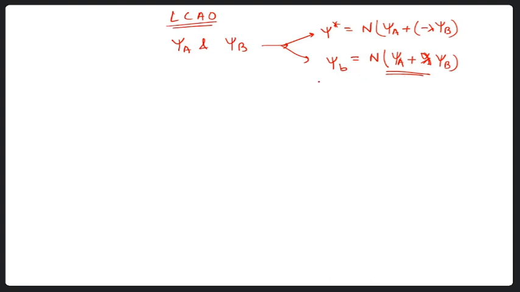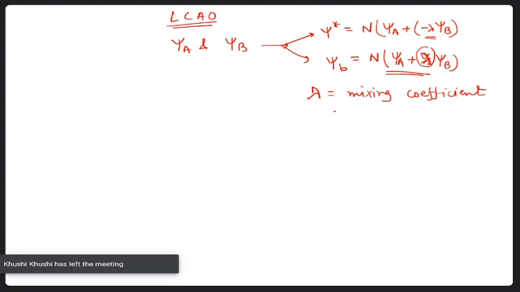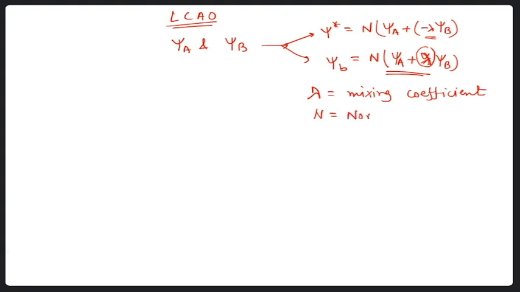Now the question: what are lambda and n? You see lambda here, and also lambda there, in both cases. Lambda is called the mixing coefficient: how much mixing takes place between two orbitals. What is n? N is the normalizing constant, or normalized constant.